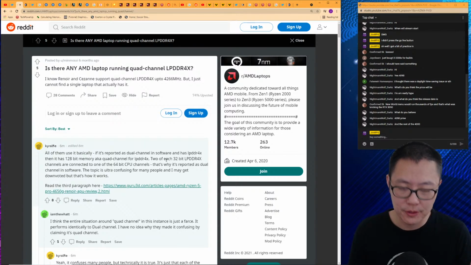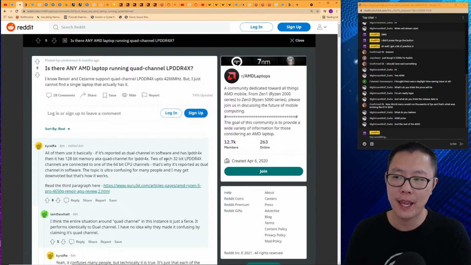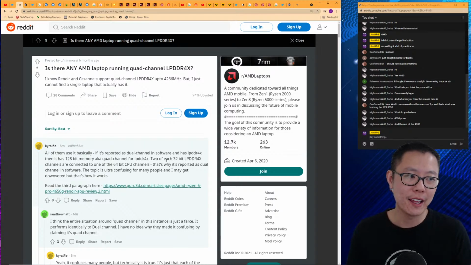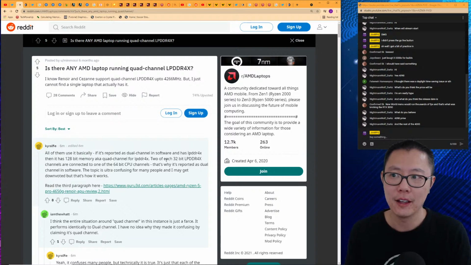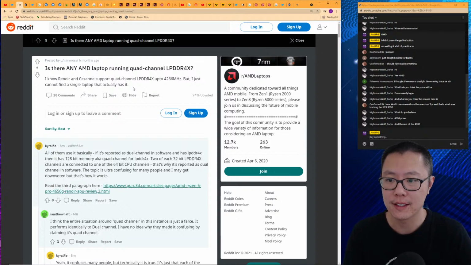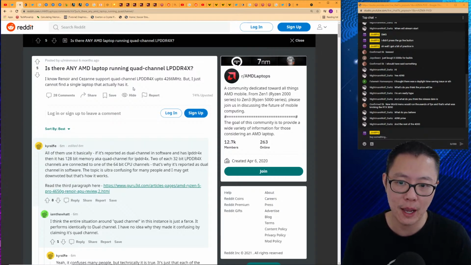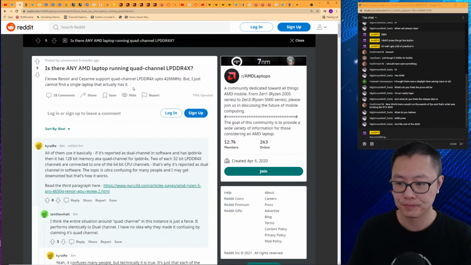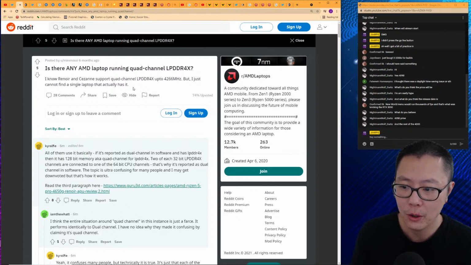I was a little bit confused whether it was running half the bandwidth or full bandwidth, because it didn't seem likely to me that all of these manufacturers would just be making these laptops with half the memory bandwidth, especially when it's onboard RAM anyways. They wouldn't really be saving any money with that. So there's this post here: Is there any AMD laptop running quad-channel LPDDR4X? I know Renoir and Cezanne support quad-channel LPDDR4X up to 4266 MHz, but I just cannot find a single laptop that actually has it. So the top comment here is all of them use it basically.